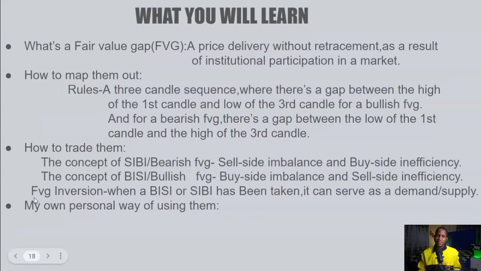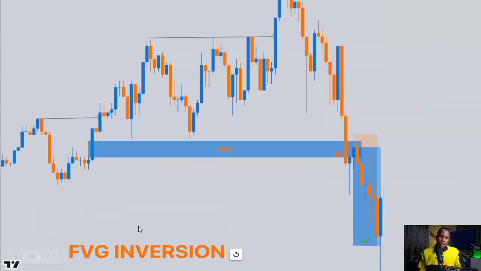So guys, let's look at the fair value gap inversion, which is when a BC or a CB has been taken, and price action has broken this BC or CB, it can serve as either a demand or a supply level. So this is what I mean by a fair value gap inversion. This is an uptrend, and this is our BC. Sell side has to deliver price to this BC so that we can take our trade from, but this BC was unable to hold, and price action took out the liquidity at this BC now.